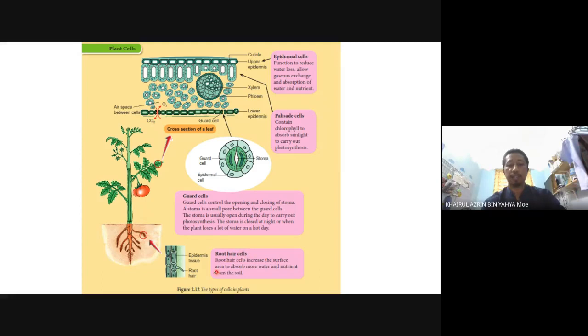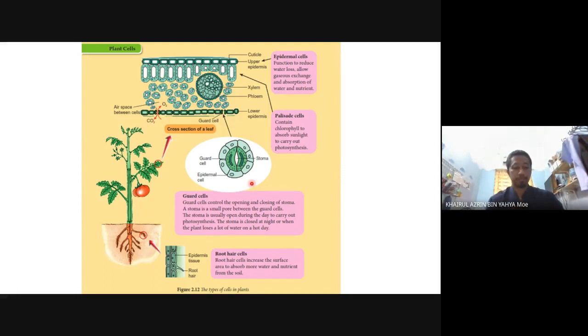Root hair cells. Root hair cells increase the surface area to absorb more water and nutrient from the soil. Okay, so this is root. Root to akar, akar pokok. This is root. See here, root hair cells. Okay, this one is from this one, guard cell. So we see here carbon dioxide and oxygen can pass through this guard cell.